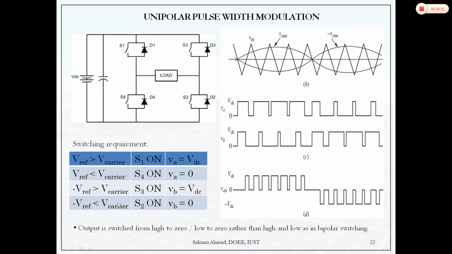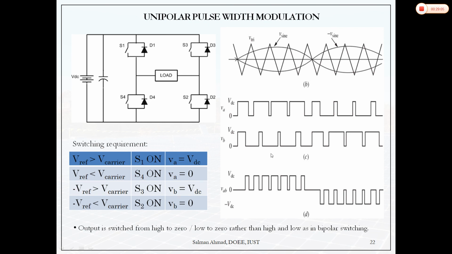Based on these logics, whenever v reference is greater than v carrier, we have to turn on S1. Whenever v reference is less than v carrier, we have to turn on S4. So you can see here that they are working in complementary fashion. Similarly, whenever minus v reference is greater than v carrier, we have to turn on S3, and whenever it is less than v carrier, we have to turn on S2. So these two devices are again working in complementary fashion.